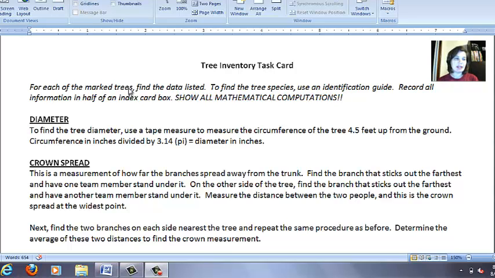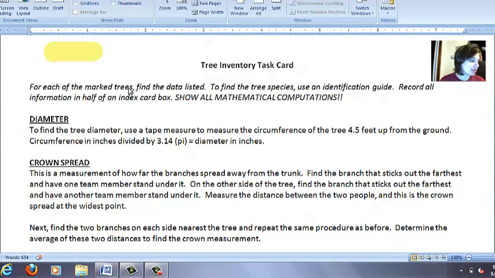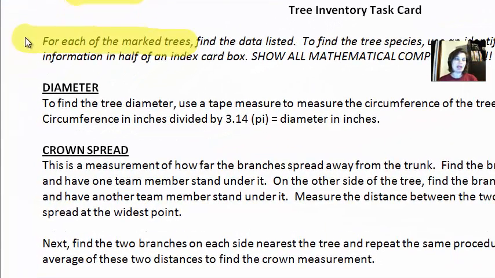So just to start at the beginning, you're going to find a bunch of marked trees that I have marked down at Browns Park. So as you can see, I'm right here in the instructions. Find the marked trees. For each of those marked trees, you're going to find different pieces of data. You need to find the tree species. So we'll be using our identification keys, and a lot of these will be familiar to you from the leaf identification investigation we already did. You're also going to find the diameter, the crown spread, and the height of the tree as well. And I'll talk more in detail in a minute about how you're going to find those.